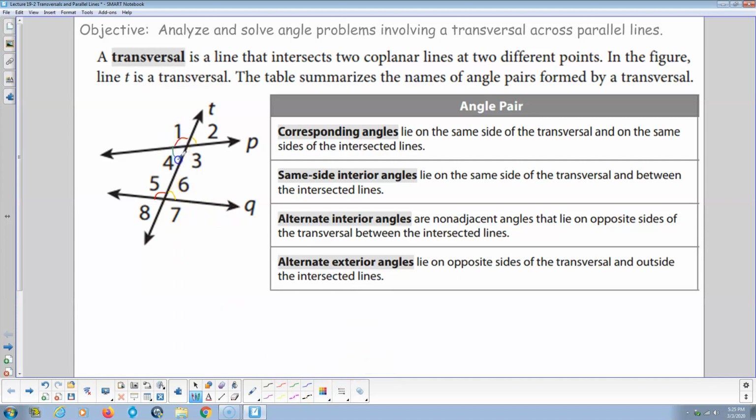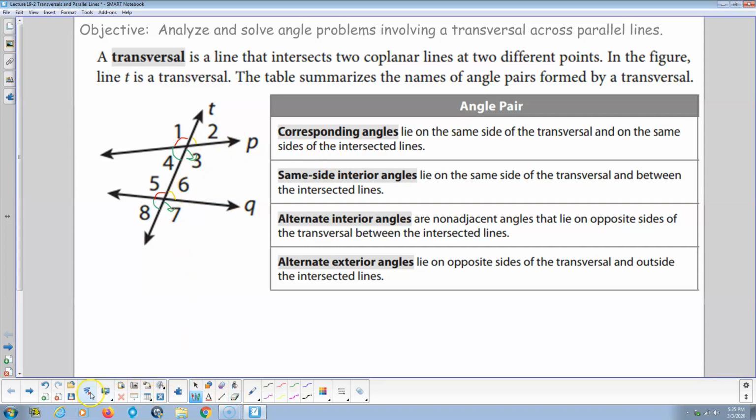So angle 4 here is the lower left angle. And for this angle group, the lower left angle is angle 8. So 4 and 8, they correspond because they're in the same relative position for both lines, P and Q. Or for each line, P and Q, that'd be a better way of saying it. And then, of course, the lower right angle, 3 and 7, they correspond. So those are corresponding angles.